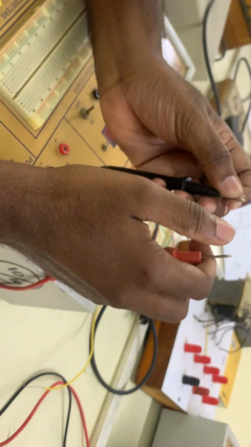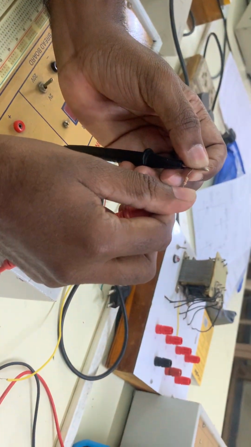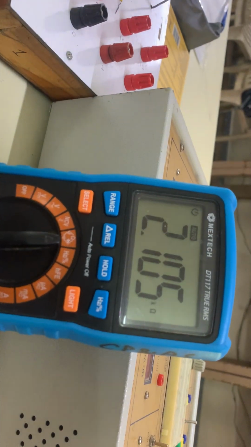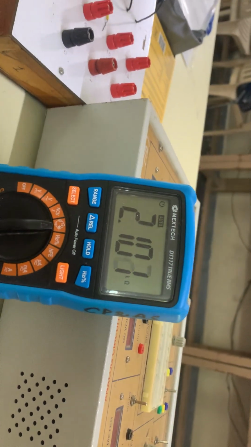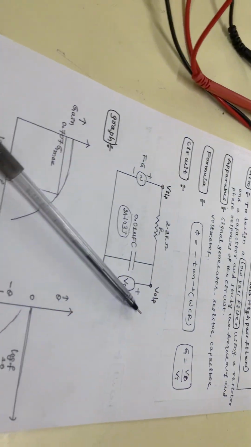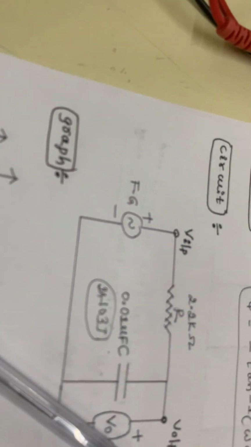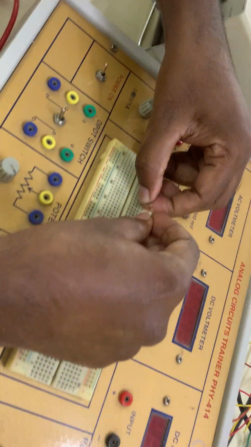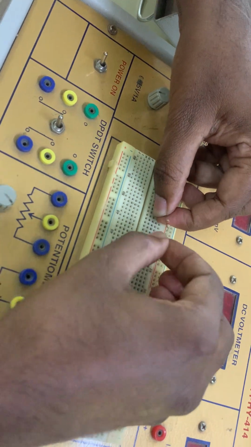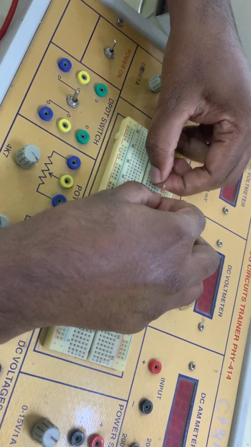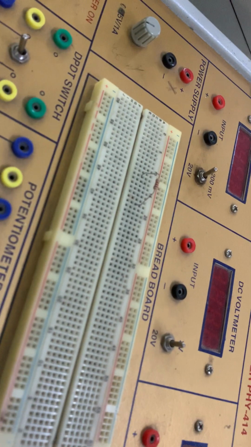So which value are we getting, you have to see. 2.1 kilo ohms. We are taking 2.1 kilo ohms because it is a low pass filter, that's why we have to take a low resistance.